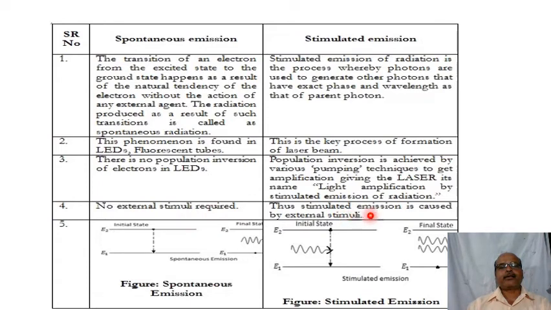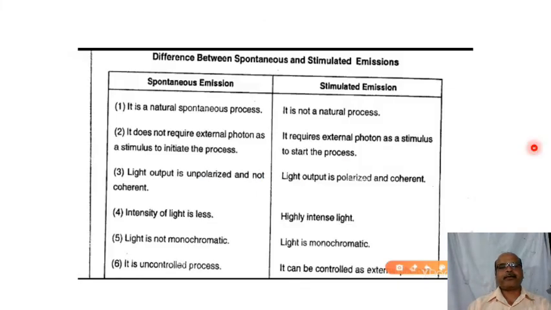Here stimulated emission is caused by external stimuli. That is, the external electrons are provided in the excited state or higher energy level, and therefore external stimuli is required. So these previous figures were explained in the previous slide. So this is the difference between spontaneous emission and stimulated emission.